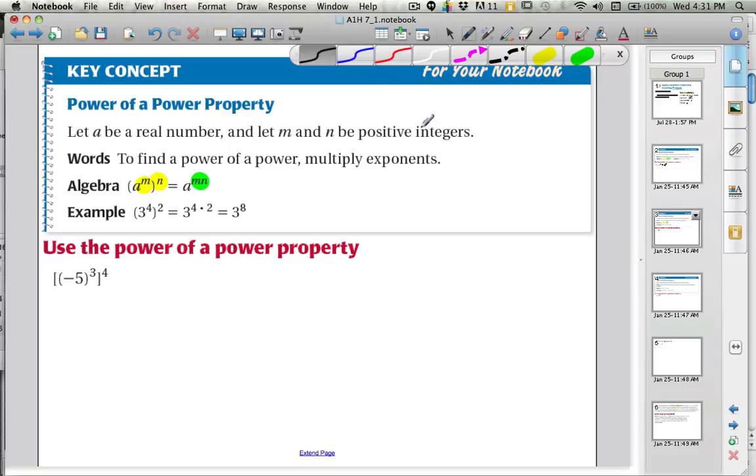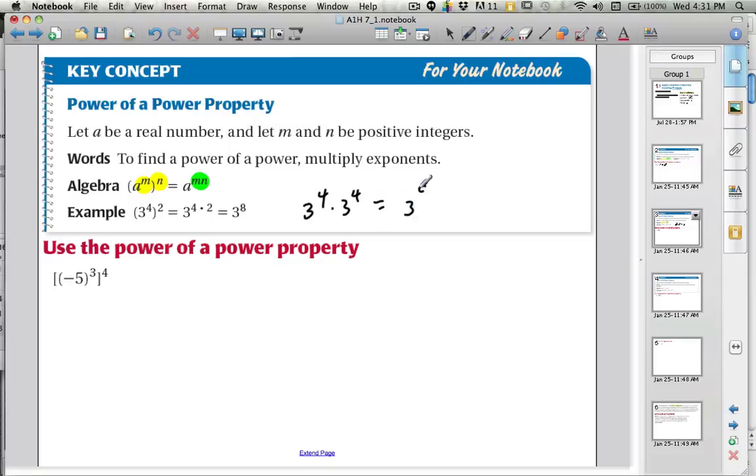So when I have a to the m taken to the n power, it's a to the m times n. And if you think about that, that makes sense, because 3 to the 4th squared is the same as saying 3 to the 4th times 3 to the 4th. We know from the previous rule that we would add the exponents. This would be 3 to the 8th. That's how we get it: 3 to the 4 happens 2 times, so it's 4 times 2, to the 8th power. And remember, the base didn't change. So the base of my power here is negative 5, and 3 times 4 is 12.